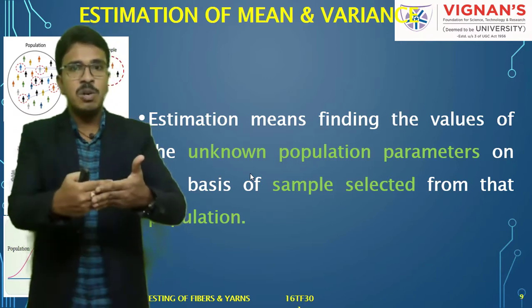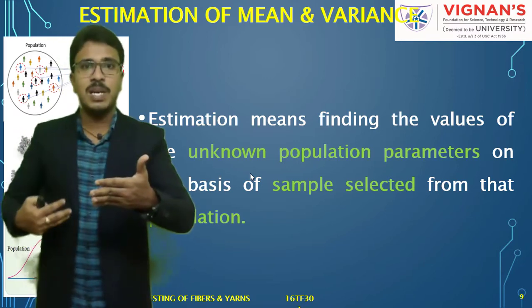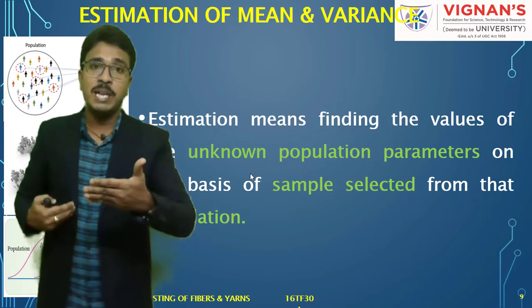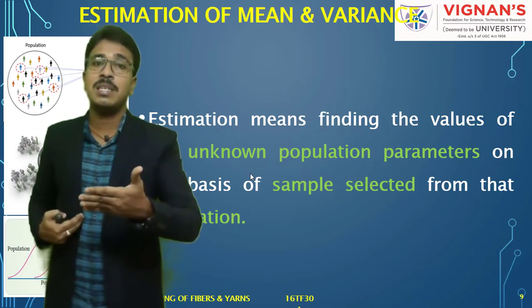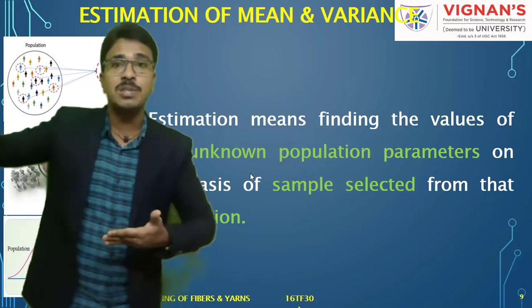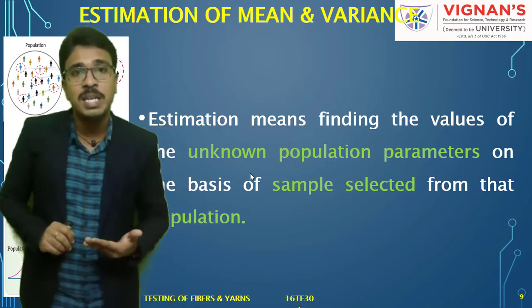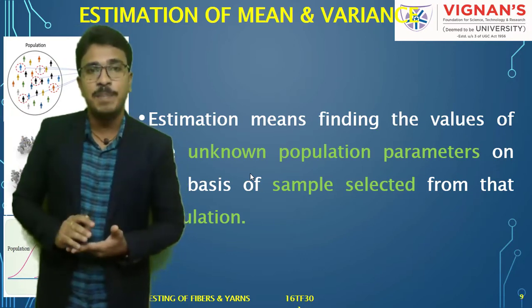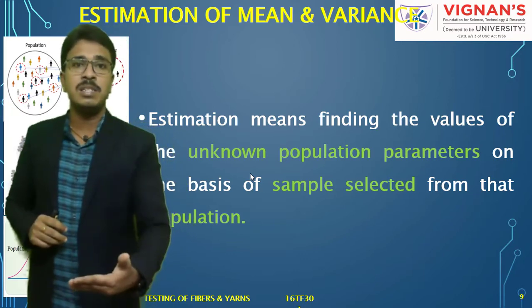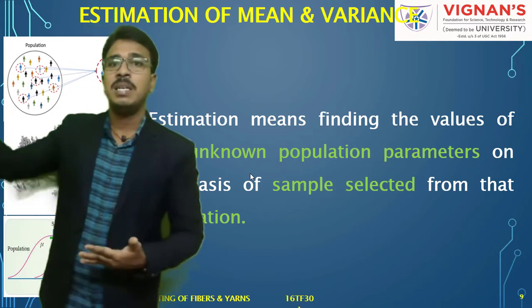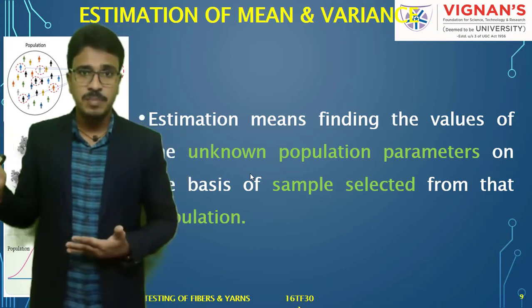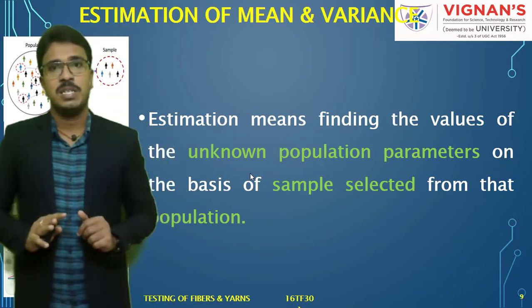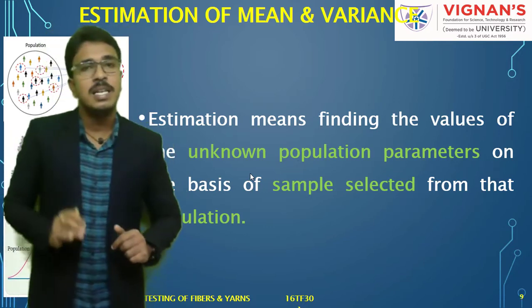Now based on the samples we have selected, the 2 kgs of yarn test results, we are going to estimate: what is the strength of the 1000 kgs of yarn? What could be the strength of the 1000 kgs of yarn? That means from the sample results we are going to estimate the population results. That is called estimation.